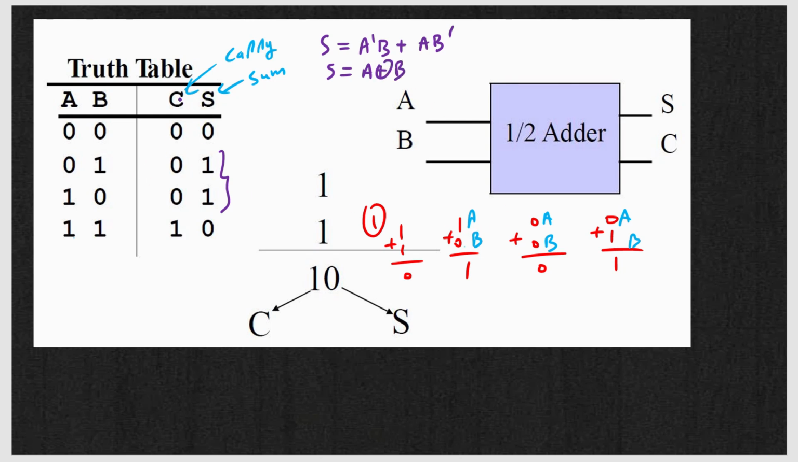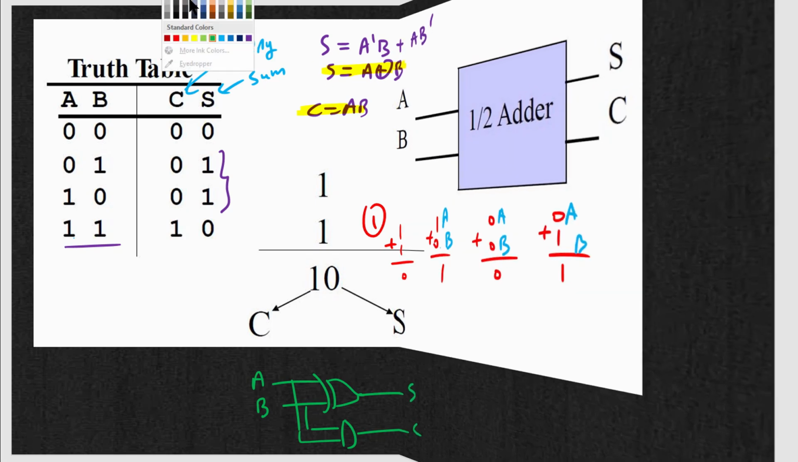Let's look at the carry. The carry is just AB, right? Yes, because you have only 1 in the last row. So C equals AB. How do we design it? Well, if you have A and then you have B, you put them in a XOR, right? That gives S. But if you take these two and you put them in an AND gate, you see, that's the carry. Does it make sense? Yeah.